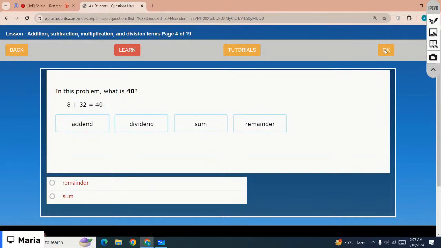In this problem, what is 40? 8 plus 32 equals 40. 40 is the sum of 32 plus 8. The correct option is sum.